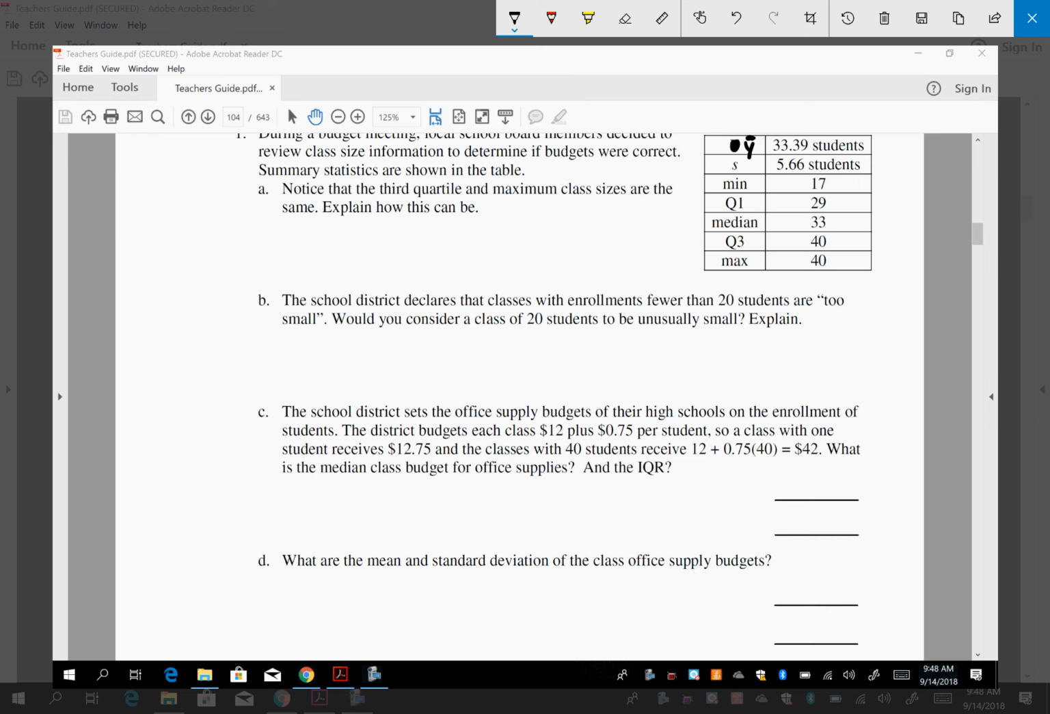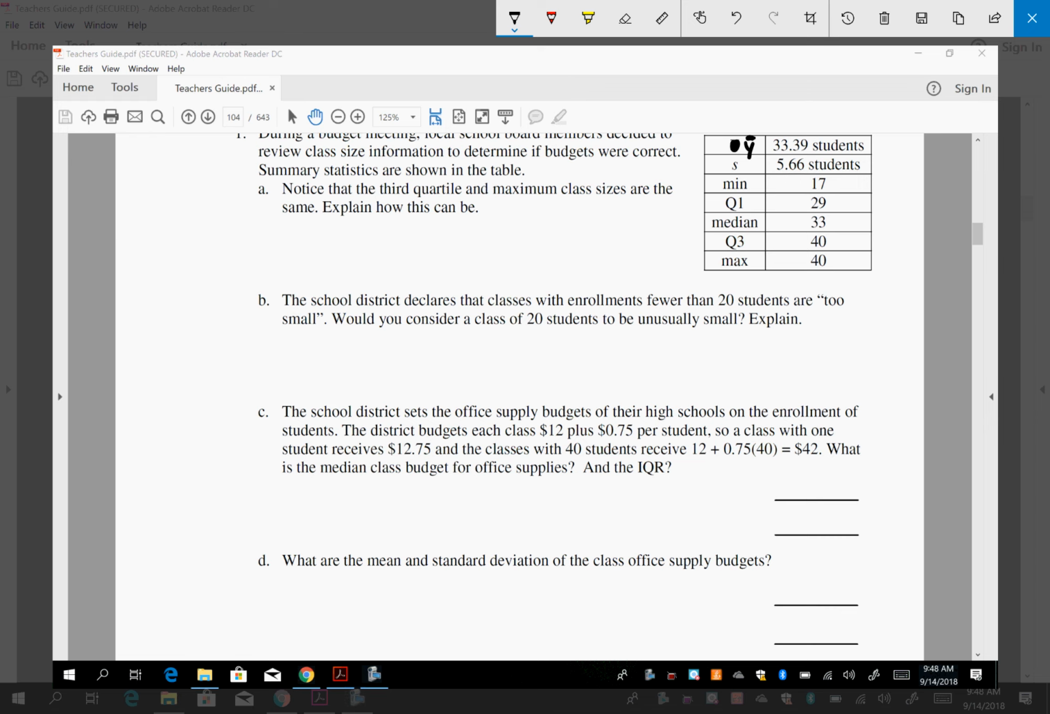Part C. They've decided that they're going to set their budget based on the enrollment of the students. That makes sense? They plan to spend $12 per class. So whether the class size is 12, or whatever we have in here, or 40, they're going to absolutely spend $12. But then they're going to add on 75 cents per student. So let's see what that does to our numbers.